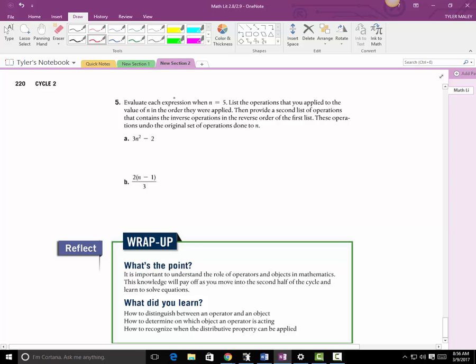So we want n equals 5, right? So we'll plug in n equals 5. So we have 3 times 5 squared minus 2, right? And don't forget we have order of operations, right?